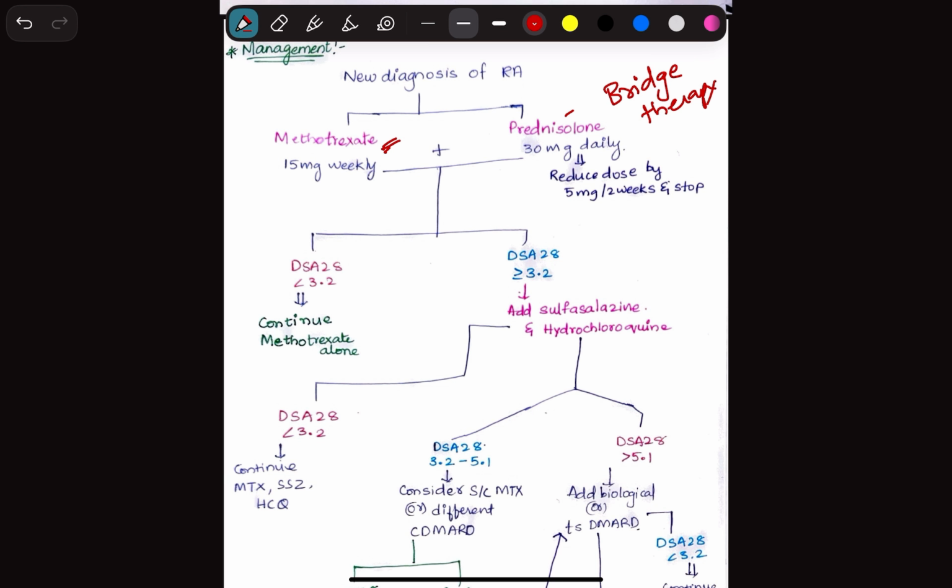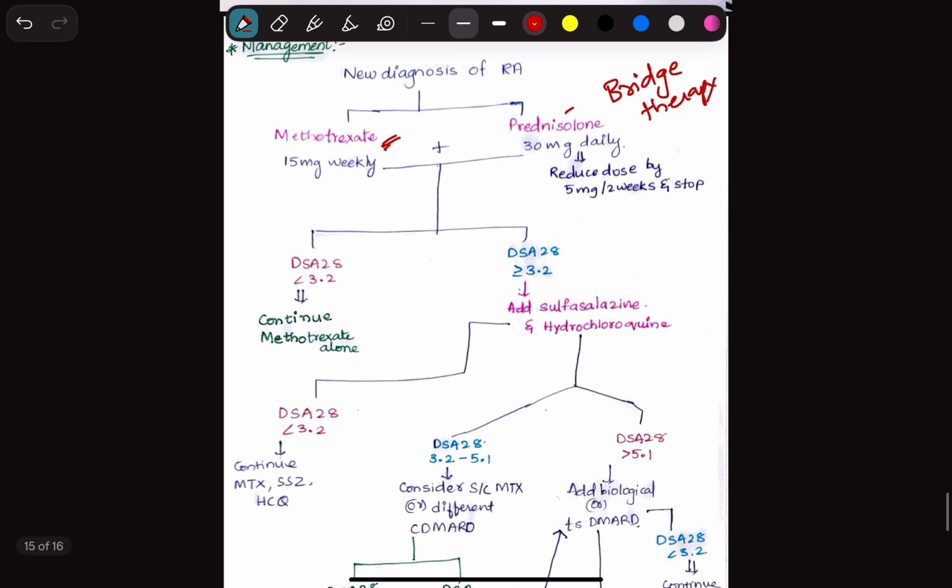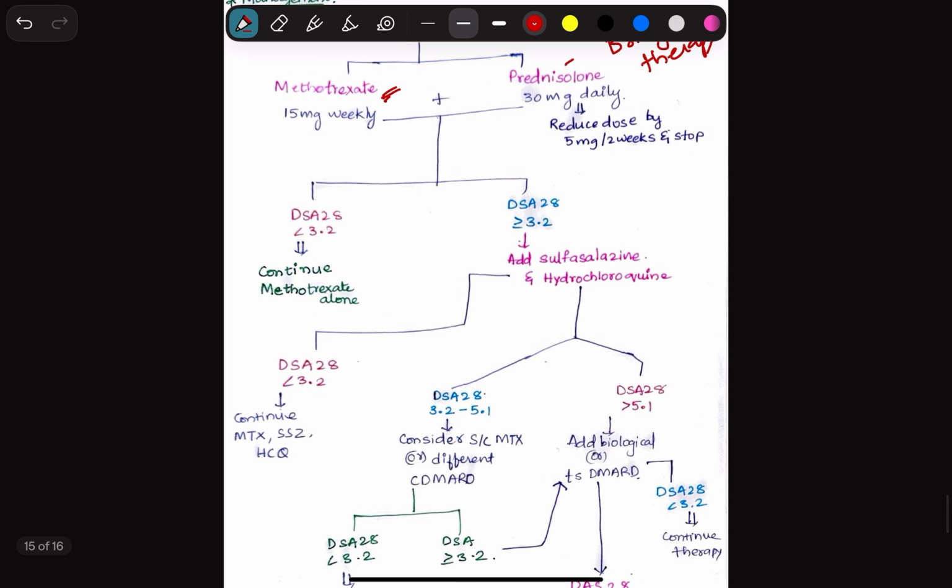So this prednisolone is like bridging the newly diagnosed rheumatoid arthritis case till the methotrexate comes into action. That's why it is known as bridge therapy. After 2 weeks, we'll reduce the dose, we'll taper the dose, and we'll stop giving the steroids. Methotrexate will be continued.